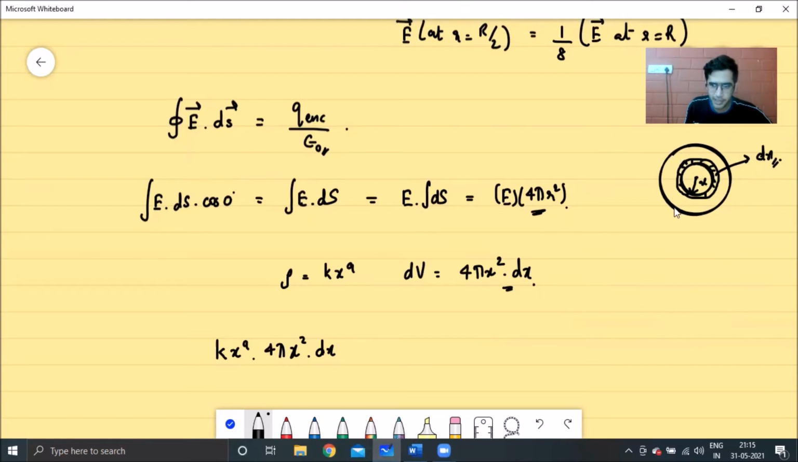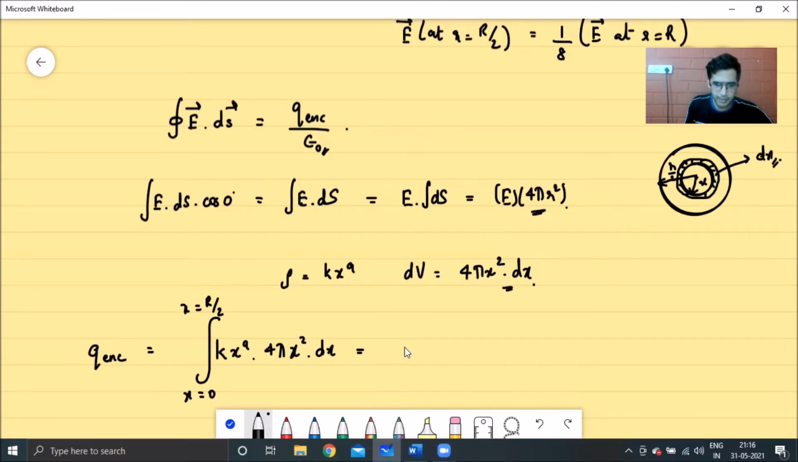But I need to find out the charge located inside the entire sphere from 0 to r by 2. So what we'll now do is sum up the charge located in all these shells, which have radius from x equal to 0 to x equal to capital R by 2. And on integrating this, what do we get? We are doing this to find out the charge enclosed inside this sphere of radius r by 2.